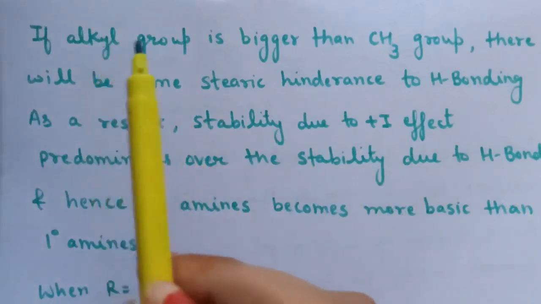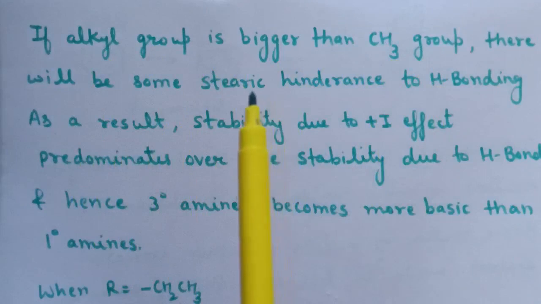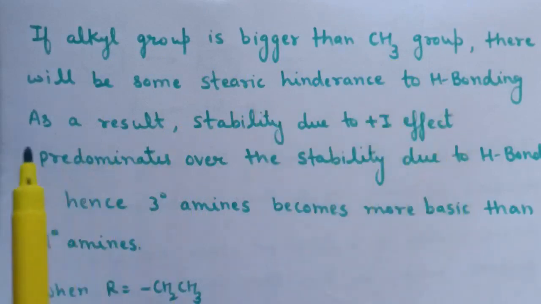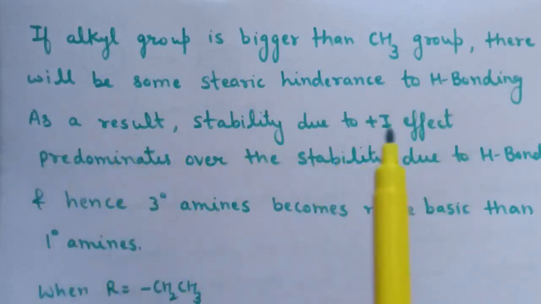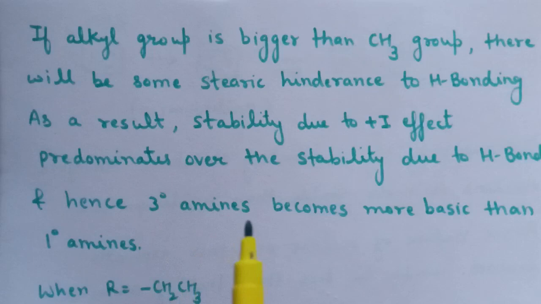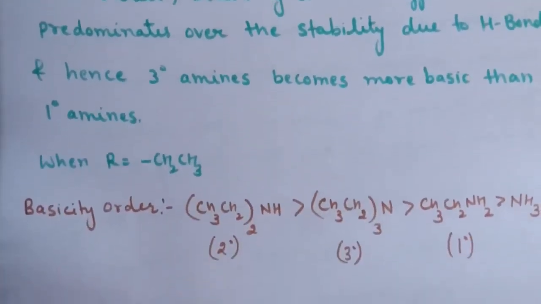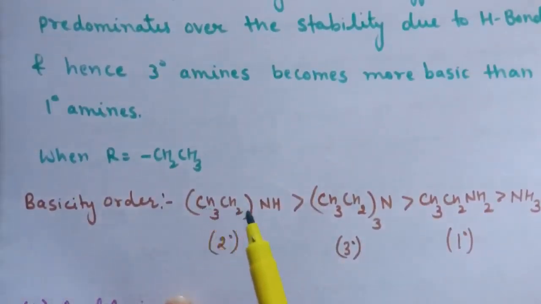Second case is, if the alkyl group is bigger than CH3 group, then there will be some steric hindrance to the hydrogen bonding. As a result, stability due to plus I effect predominates over the stability due to hydrogen bond, and hence tertiary amines become more basic than primary amines. For example, when R is ethyl group, that is CH2CH3. So here the basicity order is secondary amines are the most basic, then tertiary, then primary, and then ammonia.